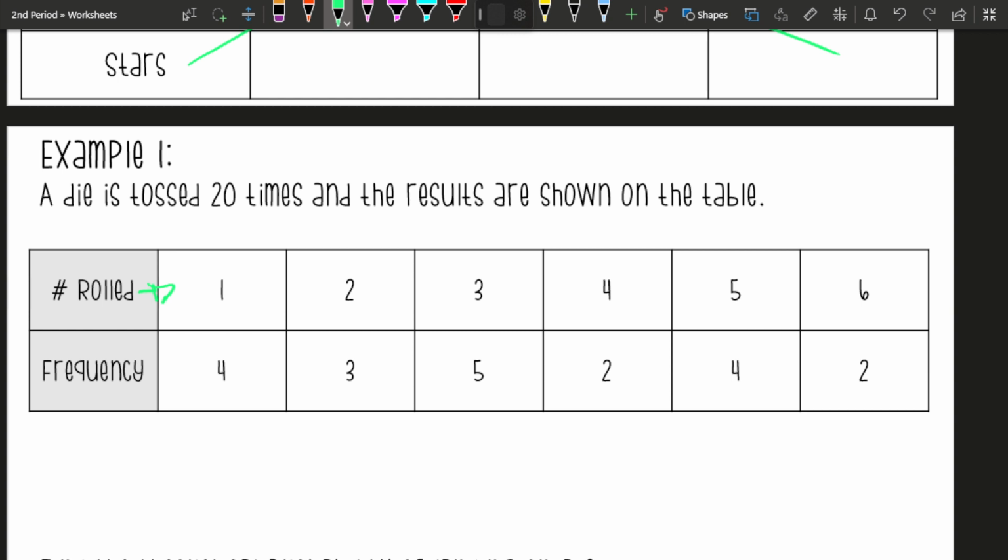4 times. How many did I land on 2? 3 times. On 3, 5. On 4, 5. And 6, 2. So kind of random numbers, but which one is the one that landed the most? 3. 3 landed the most. I had 5 times it landed on 3. Okay, again, this is just probability.